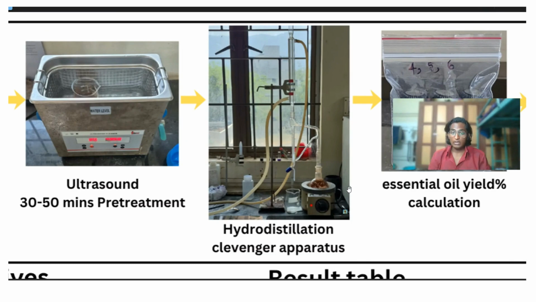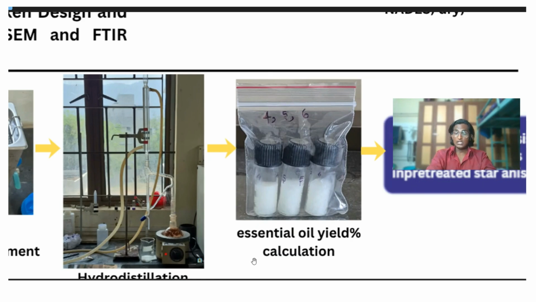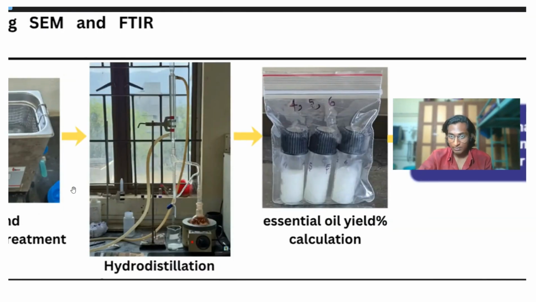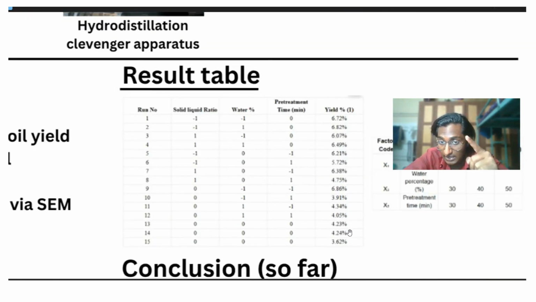Then we calculate the essential oil yield. It goes like this: the weight of the tube with the oil minus the weight of the empty tube, divided by 25, which is the amount of star anise we take for every sample, multiplied by 100. From that, we calculate the yield percentage, and we can see in which run we get the maximum output, so that we can use that one further.